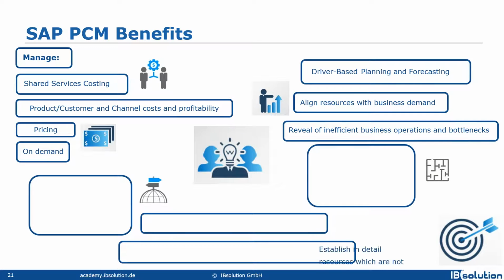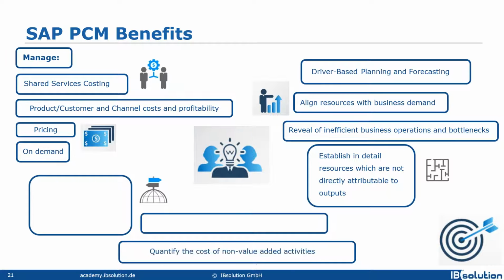It reveals inefficient business operations and bottlenecks. It can also establish in detail the resources which are not directly attributable to outputs. And in this way, you can be even more detailed and comprehensive in your management information.